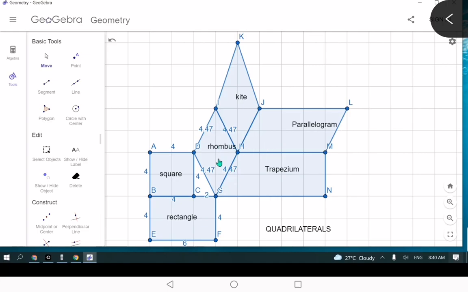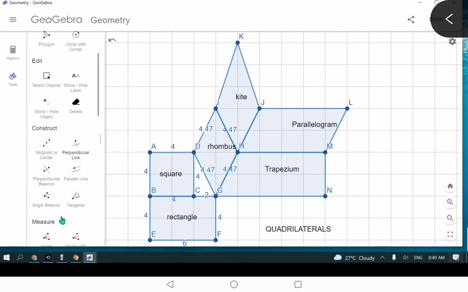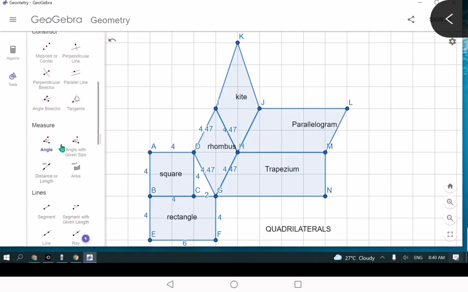And also for the rhombus, opposite sides are equal and opposite angles are the same. Where is the opposite side? There is an angle here. That is to say, the opposite angles are exactly the same. You can see, go to here, go to here. What is the angle?